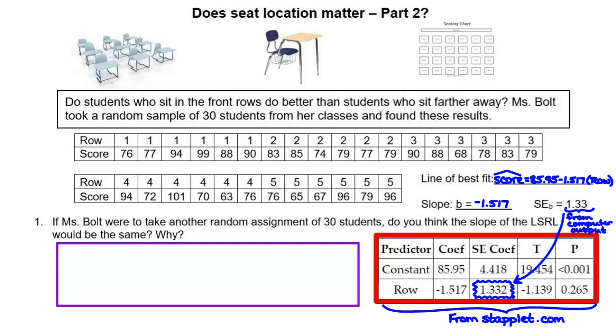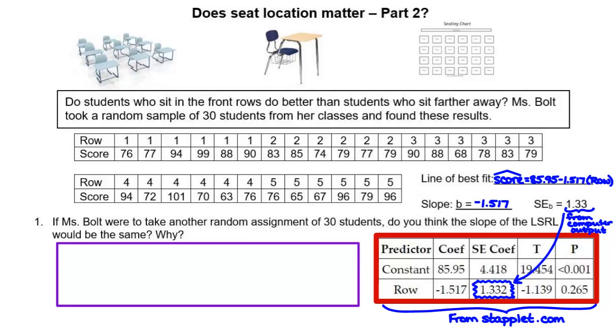Yeah, what did the slope mean in context? There's only one word that I wanted to hear in there that I didn't hear. Predicted. The predicted score goes down by 1.517 points for every row, for every additional row moved back. So every one more row.